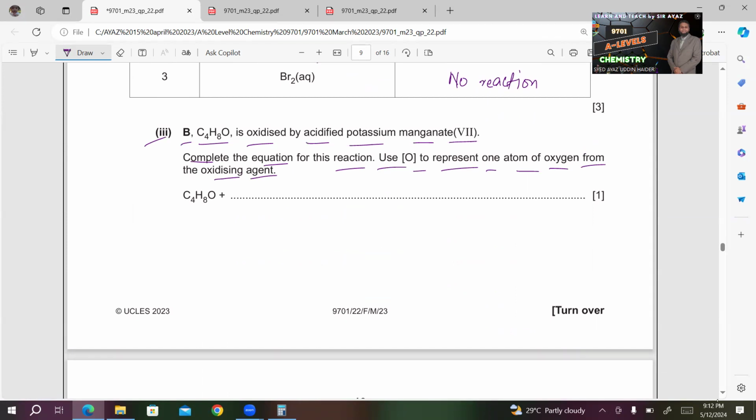C4H8O plus O. So once it gets oxidized, there must be addition of one oxygen atom. It's an oxidation reaction, so you will simply write C4H8O2.